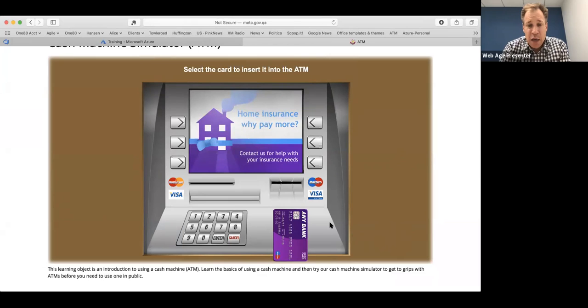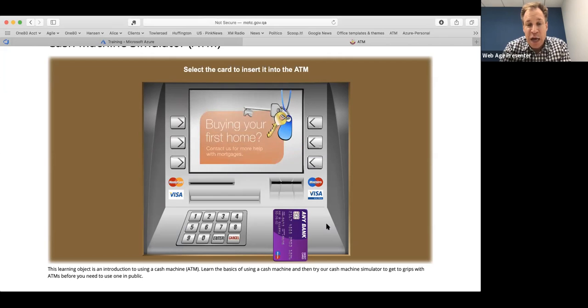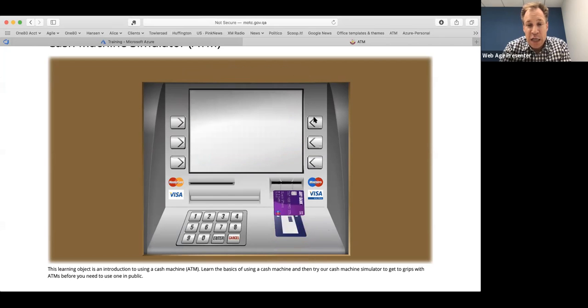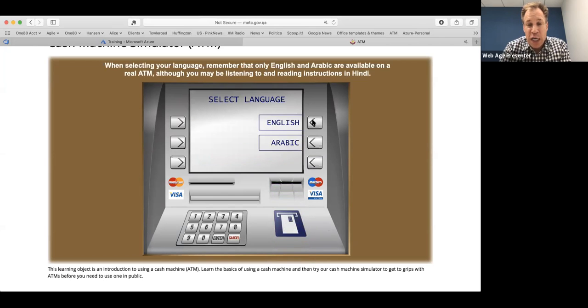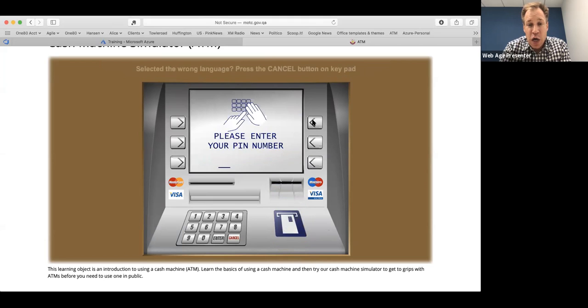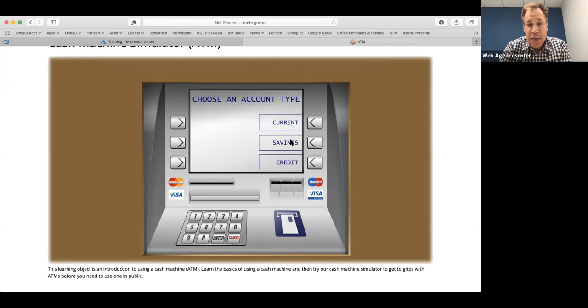Sorry about that. So this simulation is, of course, from a bank, an Arabic bank, but it's still valid. The only thing I want you to know is that you'd want to choose English. And when they're talking about checking accounts, they call those current accounts. So you put in some PIN numbers, hit enter.